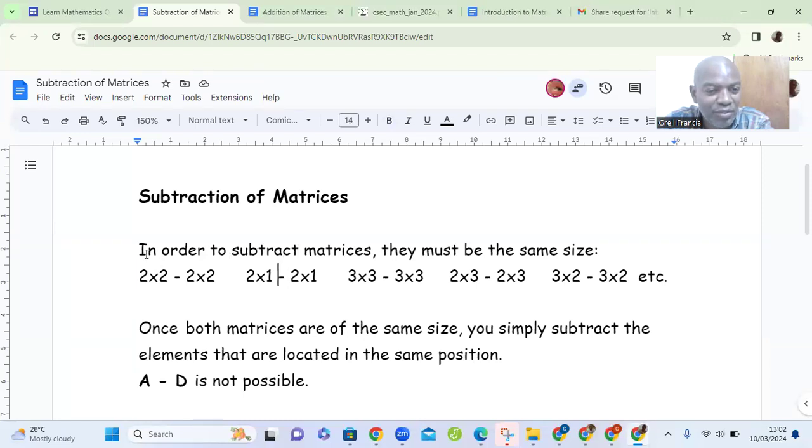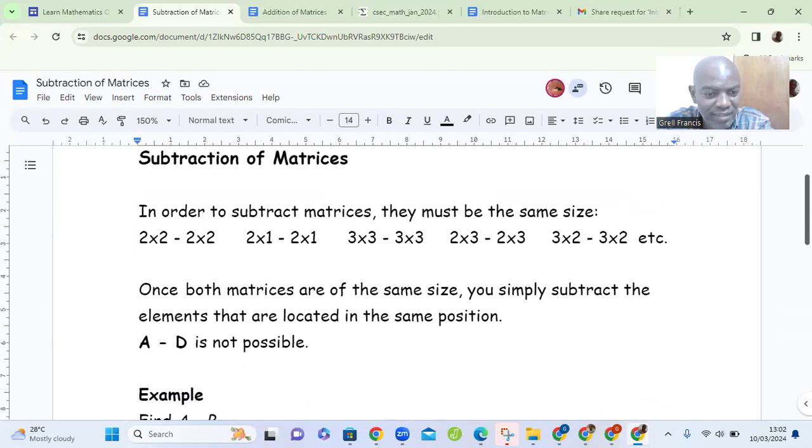So let's resume. In order to subtract matrices, they must be of the same size. Just like addition, subtraction of matrices must be of the same size also. So you can only subtract a 2 by 2 and another 2 by 2. You can only subtract a 2 by 1 from another 2 by 1, and so forth. So once both matrices are of the same size, you simply subtract the elements that are located in the same position. So here it says A minus D is not possible.